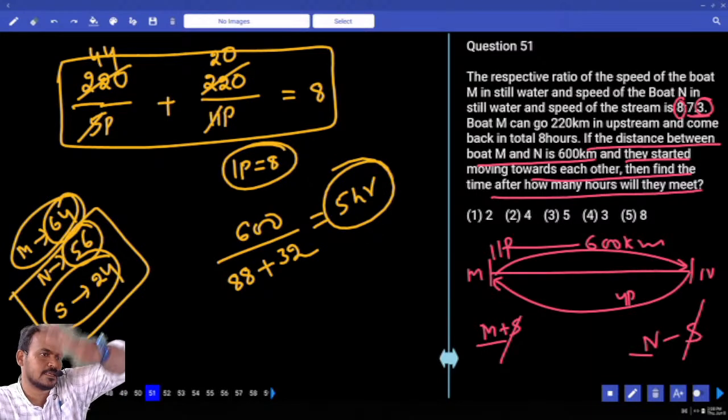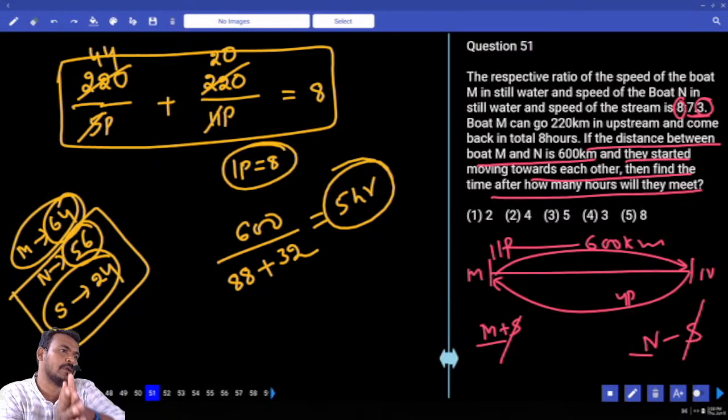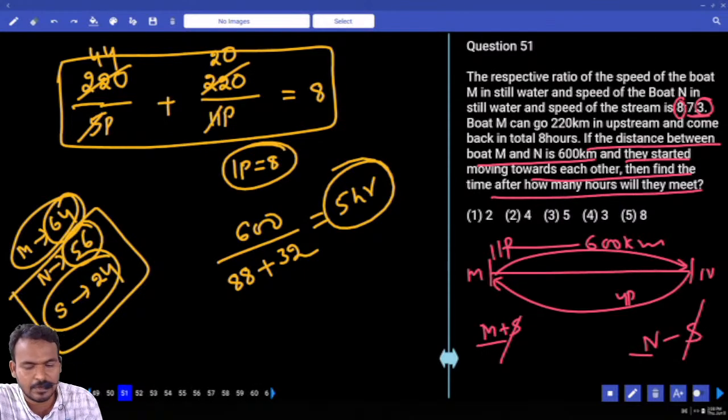One is M plus S speed, another one N minus S speed. What is the relative speed? M plus S plus N minus S. S gets cancelled. What is the remaining? M plus N. Next question number 52.